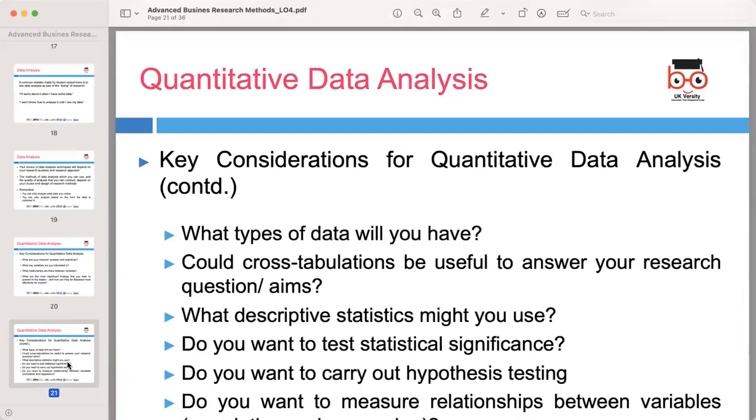Quantitative data, key considerations of quantitative data analysis. So here we will explore some important factors to consider when conducting quantitative data analysis. The process involves examining numerical data to draw meaningful conclusions. So first of all, type of data. It is central to understand the type of data you will be working with. Quantitative data is information that can be expressed in numerical form.